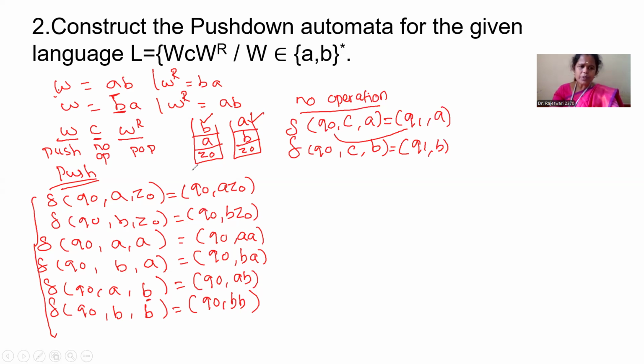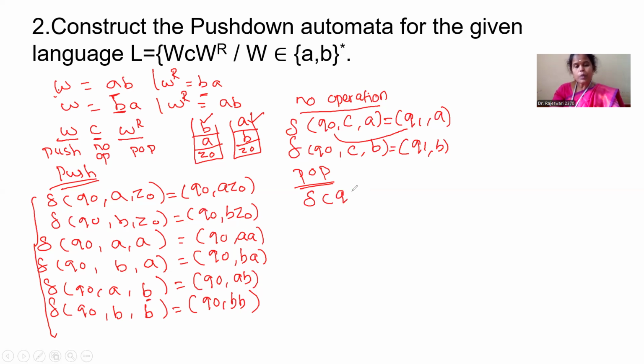Now next we have to process W^R. So for W^R, what do we have to do? We have to perform a pop operation. To perform pop, suppose in this case your string W is AB. Initially we have pushed A into the stack, then B is also inserted into the stack. Then what can you expect in W^R? If B is there, only B will come, right? So how do you write it?